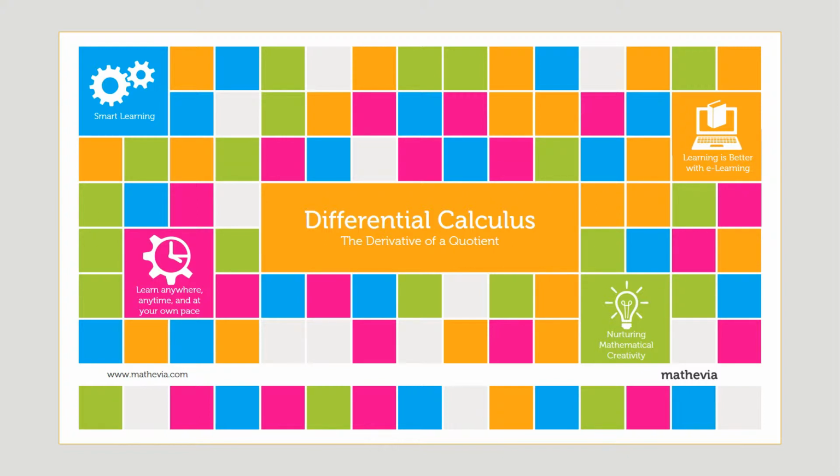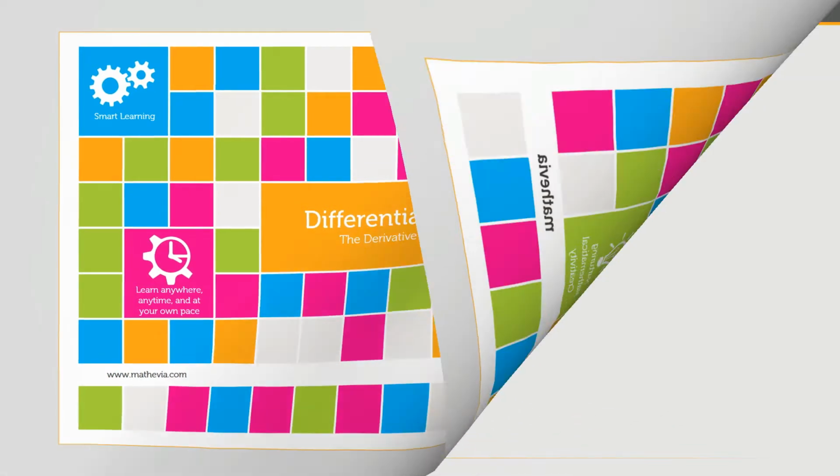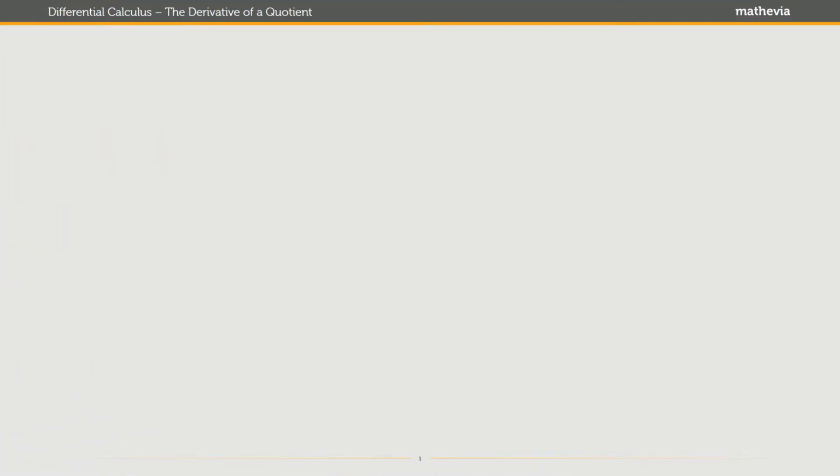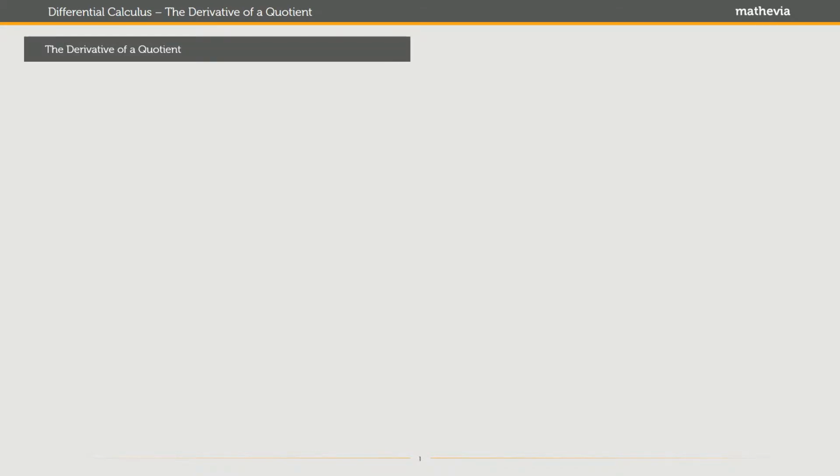Okay, so differential calculus, the derivative of a quotient. Now, in the last lesson we talked about the derivative of a product. Basically we had a function that was made up of two functions multiplying each other. But now we're going to have a quotient. So if you consider the function y equals x squared divided by 2x minus 5, you actually have two functions, and one function is dividing the other. So this function is made up of two functions with one function dividing the other.